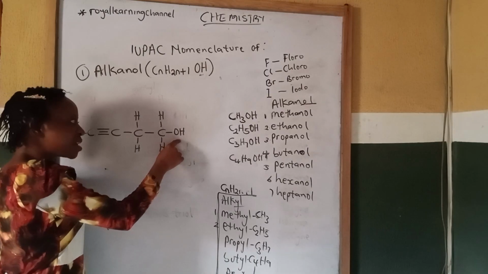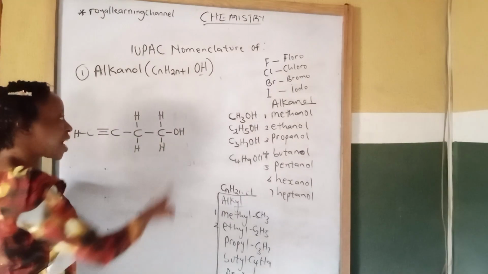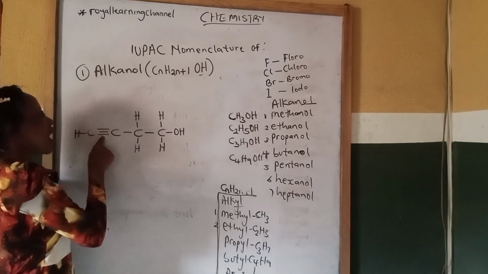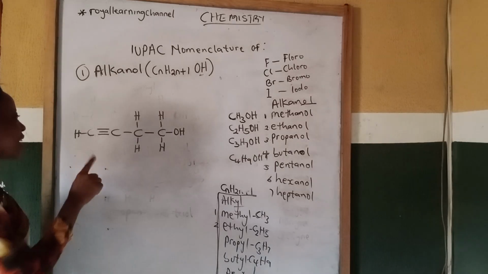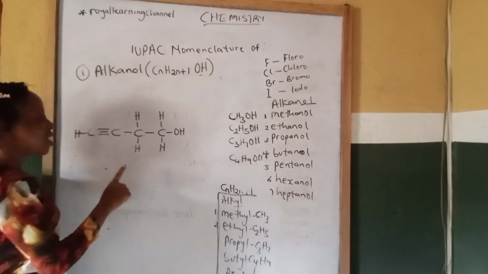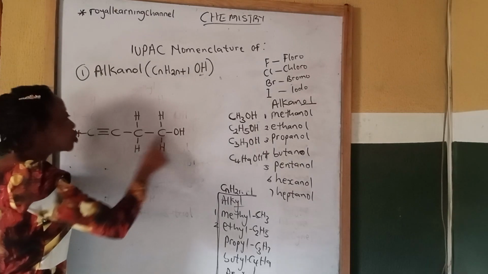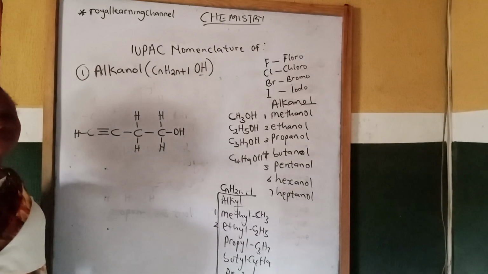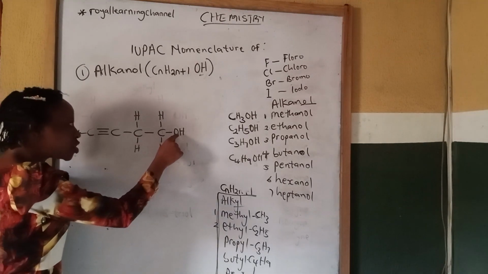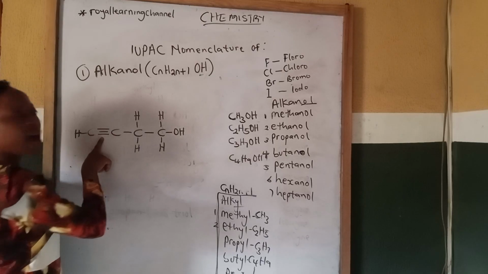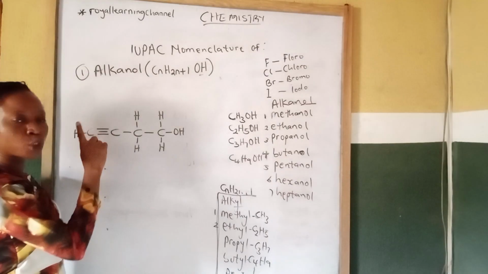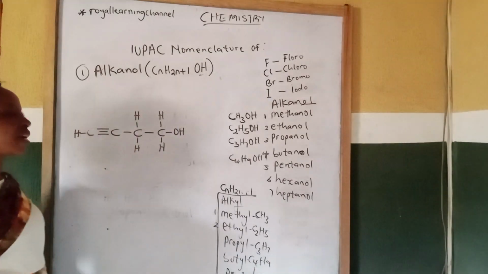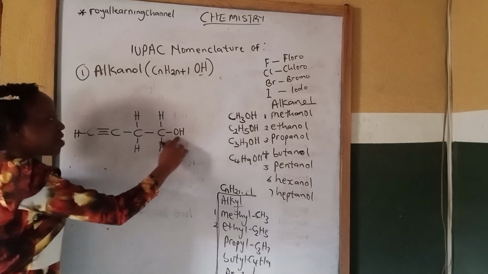Then in hierarchy, in organic chemistry, OH, that is alkanol, is more than alkyne. Don't forget that an alkyne is the one having a triple bond. In hierarchy, alkanol is more than an alkyne. So therefore, you consider OH in naming. Alkyne has a triple bond in its structure, but alkanol has OH. So OH is more than alkyne, and you consider alkanol this time around in naming.